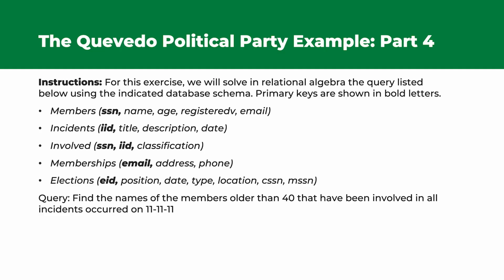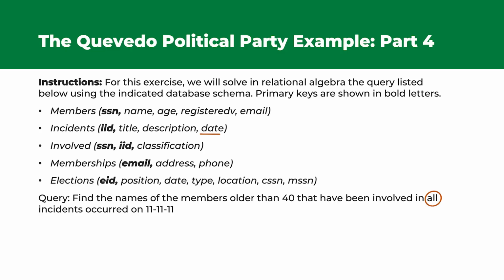But now it says that they have been involved in incidents. To be involved in an incident, the social security of the member needs to be in the table involved. So the social security needs to be there. But then there is a key word here that says all, so I'm going to circle that in the query. Here it says all incidents that occur on a specific day, which in this case is November 11, 2011. So the incidents have a date. I'm just going to highlight that part there, in table incidents, the part that says date. So there is the information.